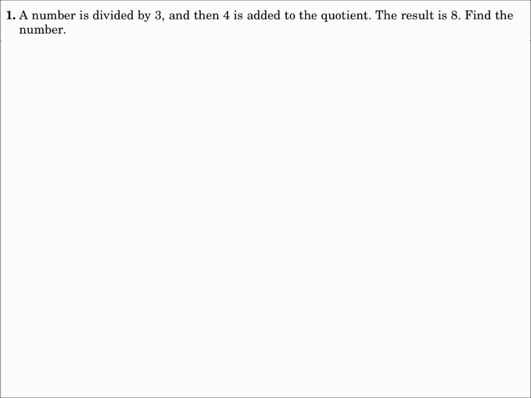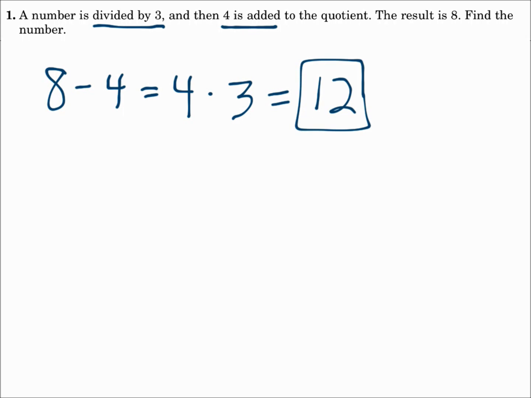To work backwards, start with the final number, which is 8. Now go backwards. If 4 was added to it, do the opposite and subtract 4, giving you 4. Go back the next step. It was divided by 3. You multiply by 3. 4 times 3 is 12, and that's the answer. Start at the final number, work backward doing the opposite operation each step until you get to the beginning.